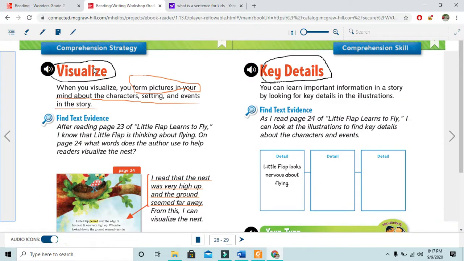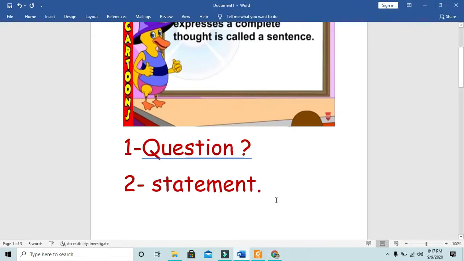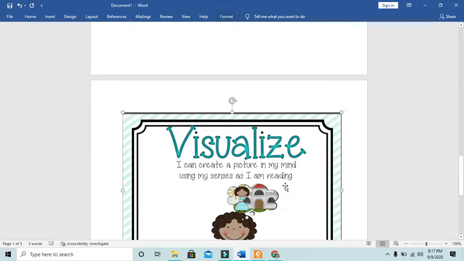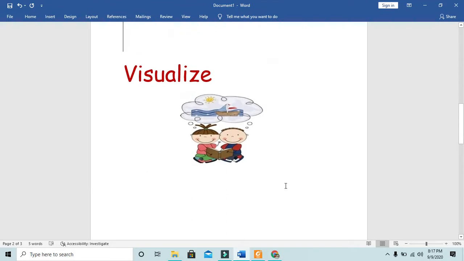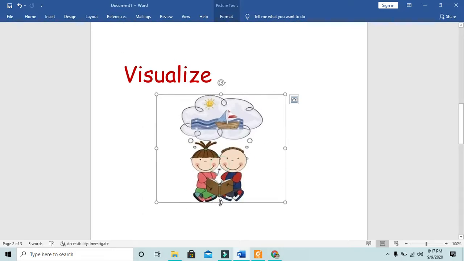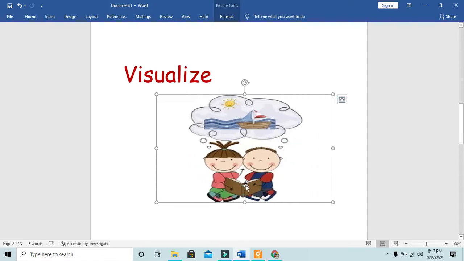Here we have some important points. Pay attention, please. I want to show you something. What is visualize? What do you mean by the word visualize? Look at the picture here of the two children who are sitting and holding a book. They are reading a book. And there are some images or pictures coming to their mind. So visualize, when you read a book or you listen to a story, you start to create or imagine some images in your mind. Okay.